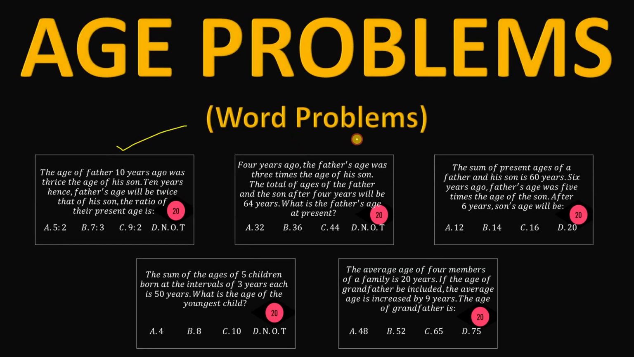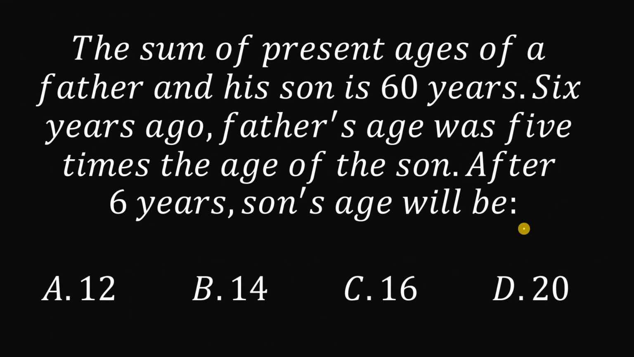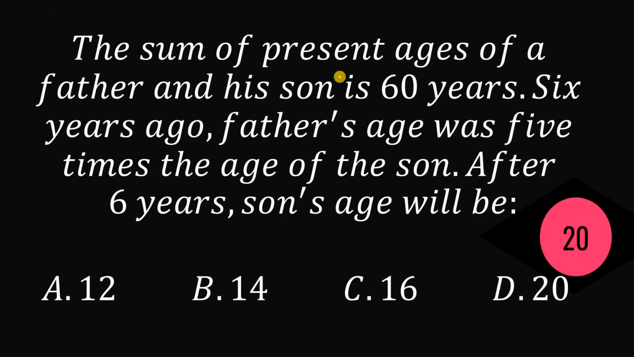So we're done in the first, the second, how about the third one? Here's the question. The sum of present ages of father and his son is 60 years. 6 years ago, father's age was 5 times the age of the son. After 6 years, son's age will be 12 years old, 14 years old, 16 years old, or 20 years old. Here's the solution.